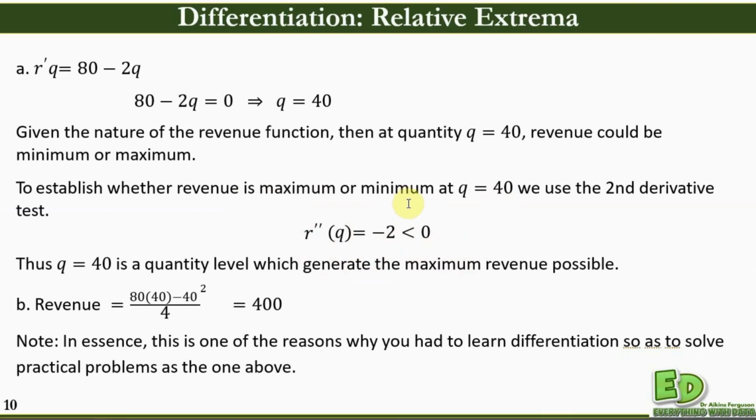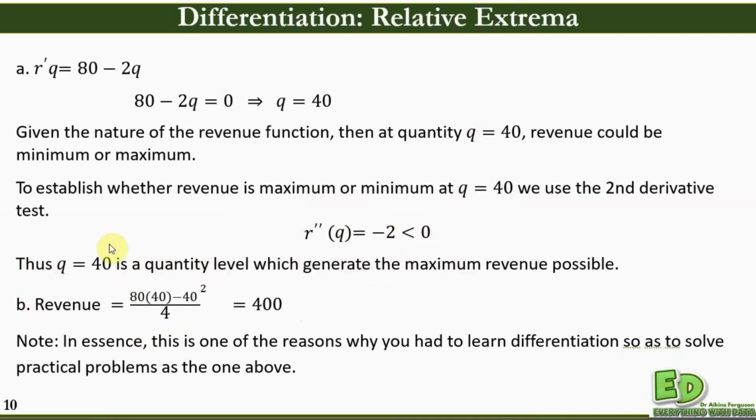It also means that if you produce just 40 out of the range of products 0 to 80, we will get the highest revenue. Thus, Q is equal to 40 at a quantity level which generates the maximum revenue possible, right?